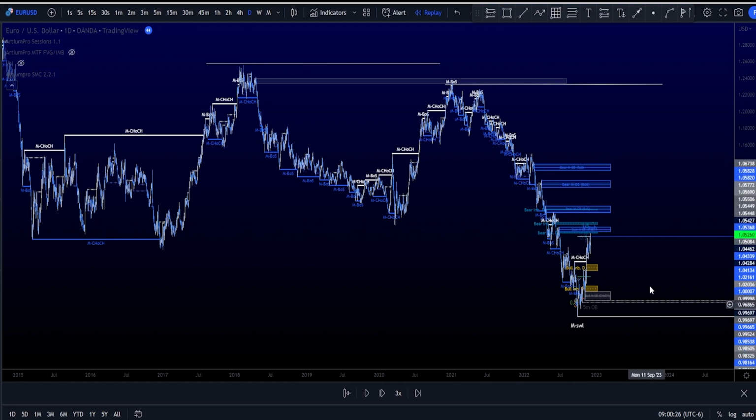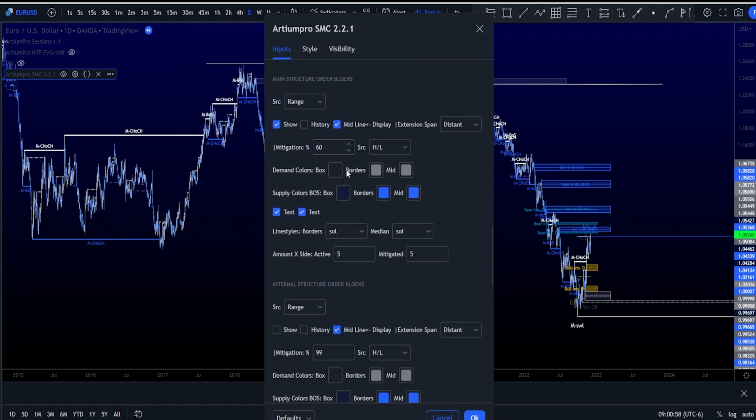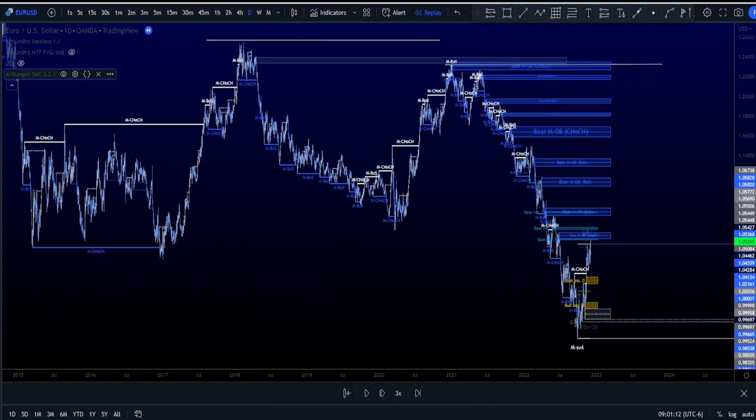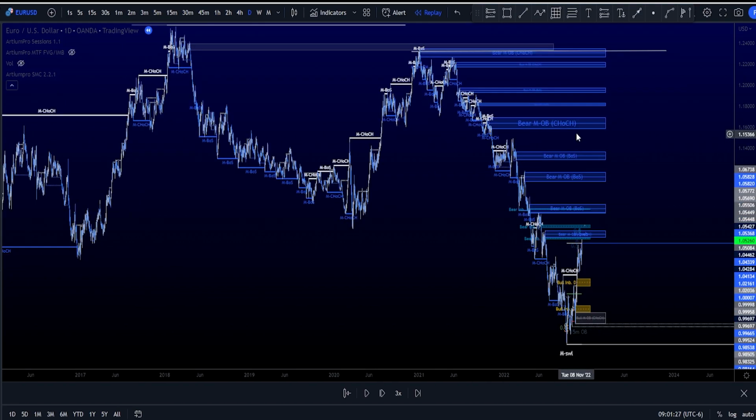You can see how price has moved. I really expect price to go up here in this area. So what we're going to do is in settings, we're going to go down to the main structure order blocks, and we're going to change the amount on the active side up just a few. We're going to change this to 10, and we're going to add another 5 order blocks to this side. Now you can see how powerful this indicator is, and I really like these particular 3 as possible areas we can see price go towards.